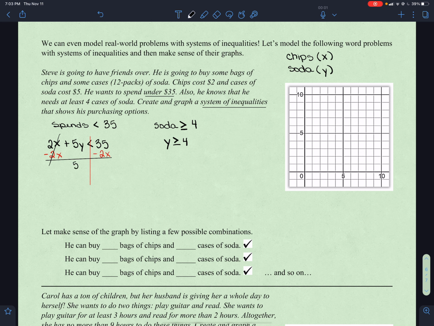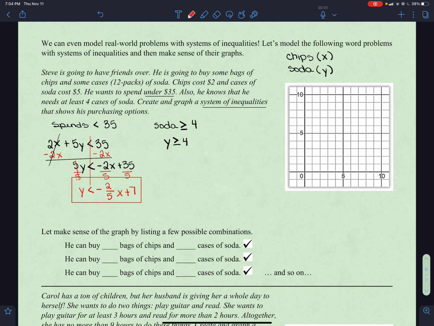So I've got 5Y is less than negative 2X plus 35. Then I'm going to go ahead and divide everything by 5. And since it's not a negative number, I don't have to worry about flipping the inequality. It's going to stay the same. So we've got Y is less than negative 2 over 5X plus 7.